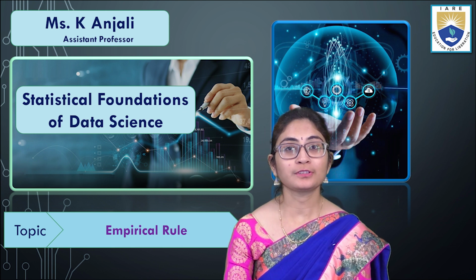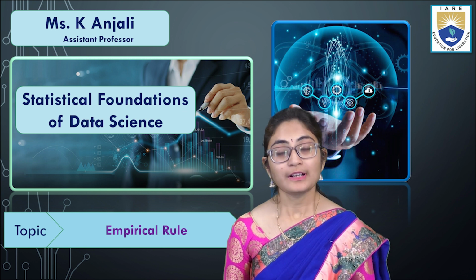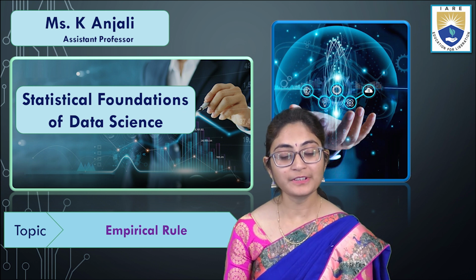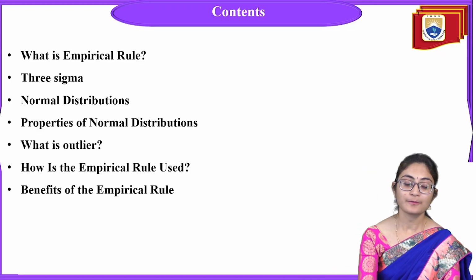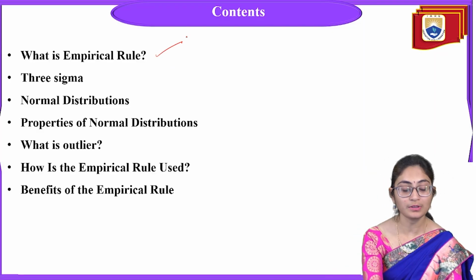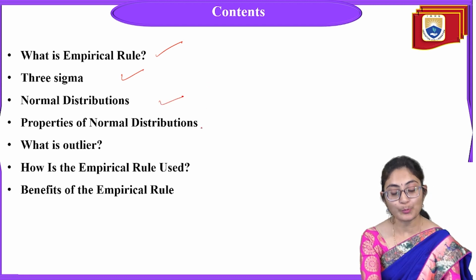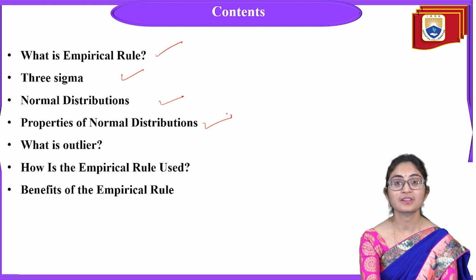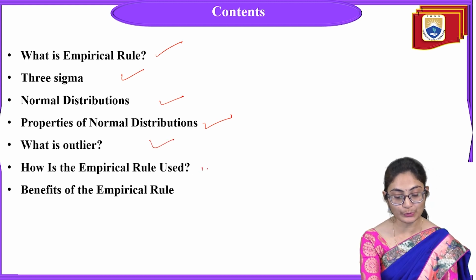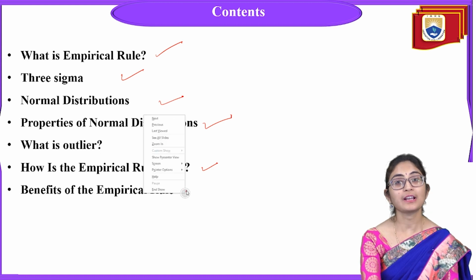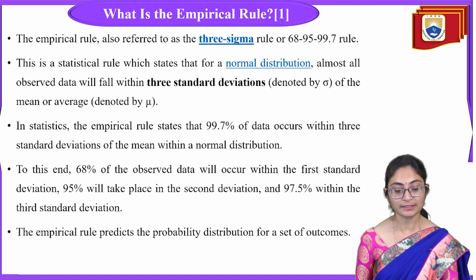Today we are going to learn the empirical rule. First, we will see which topics we will cover in our class. First, what is the empirical rule? Then 3 sigma, normal distributions, properties of normal distributions. What is an outlier? How is the empirical rule used, and the benefits of the empirical rule? These things we will see in our class.